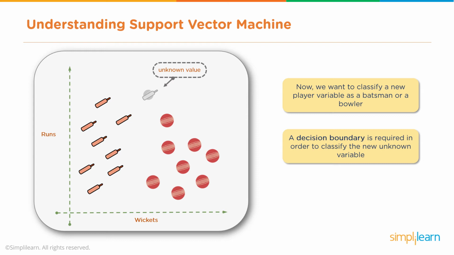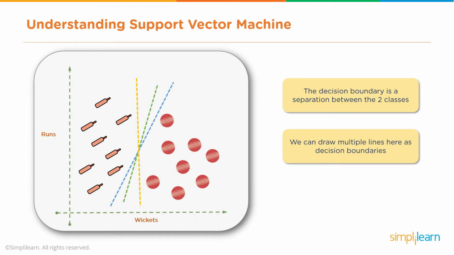And that datum, we don't know what class it belongs to. That datum is a bowler or a batsman, we know that much, but we don't know, should we consider that cricket player a batsman or a bowler? And so we want to draw a decision boundary, some type of line separating the two classes, so that we can use that decision boundary to classify the new data point.